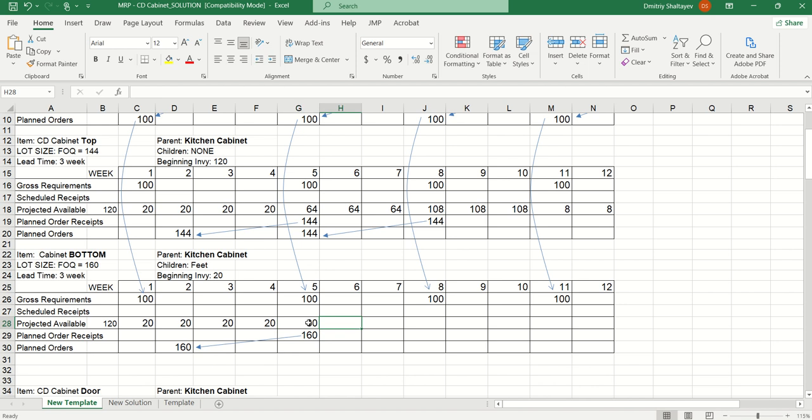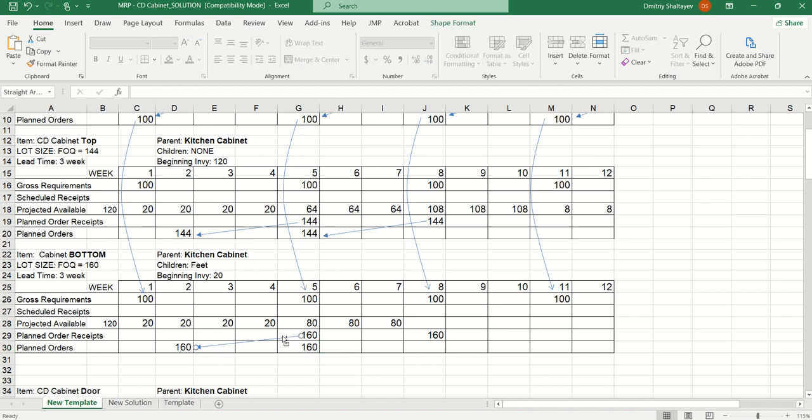Okay, so in week 6, no production is scheduled, so I'm going to have 80 still there. Week 7, same thing. Not enough for week number 8, correct? Which means that, again, I have to plan receipts of a standard batch of the size 160, right? So the production takes 3 weeks, which means that I have to go back 1, 2, 3. So the order should be started in week number 5, right?